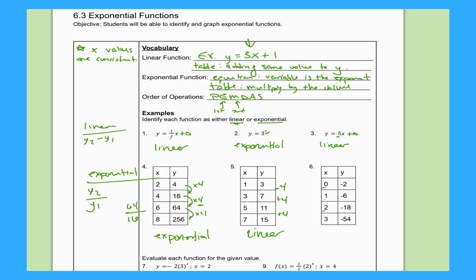And I'm going to use the calculator shortcut on this one. So again, I'm going to do this dividing backwards. So take the second y number divided by the y number right before it. So I can take negative 6 divided by negative 2. And we get 3. And I need to make sure that stays consistent. So then I can do the next one. I can do negative 18 divided by the one right before it, negative 6. And again, that's 3. And then we check the last one, negative 54 divided by negative 18. And yep, that's 3. That means I'm multiplying by 3 each time. Since I'm multiplying by the same value, that is exponential.